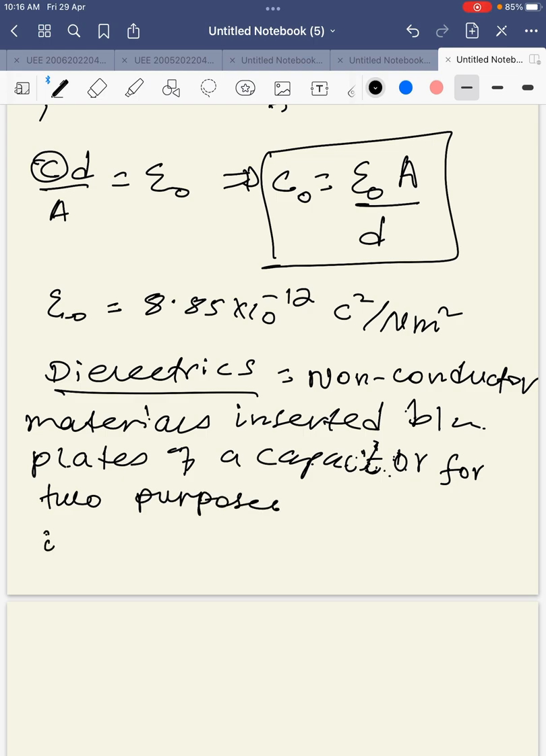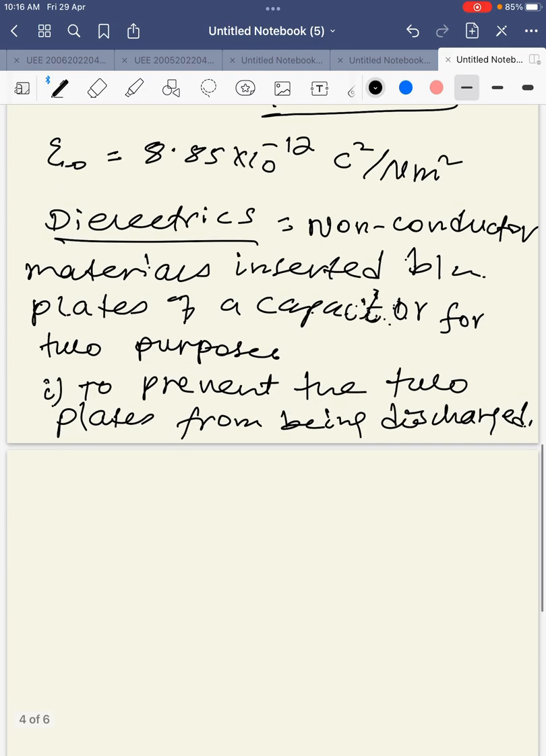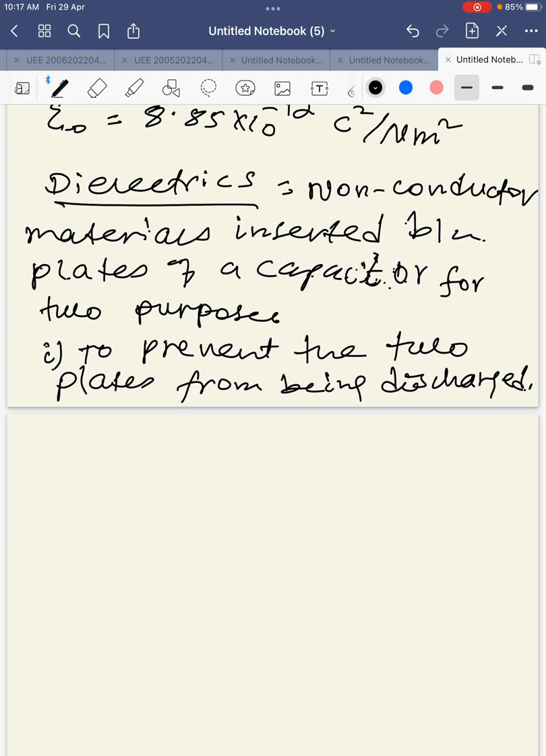One, to prevent the two plates, since they carry opposite charges, from being discharged. If they are made contact, they will be discharged. Positive and negative will be joined, and we will lose our energy, the energy stored in the capacitor. The second advantage of the dielectric is to increase capacitance.